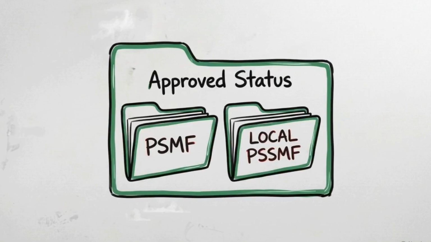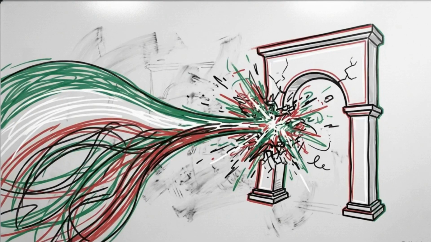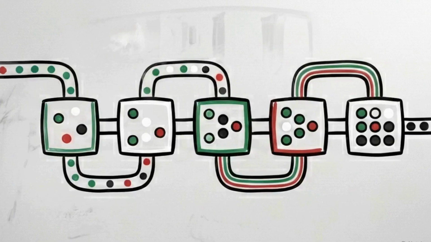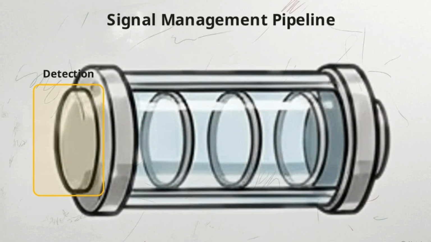Successfully integrating the local PSSMF with the global PSSMF is the foundational legal requirement for any MAH operating in Kuwait. Without this dual-file architecture in place, the company cannot legally process safety signals. The critical intersection of the KuGVP framework occurs when the clinical data flowing from VigiFlow meets the dual-file corporate architecture. This intersection is the signal management pipeline. This diagram illustrates the sequential filtering of that pipeline.